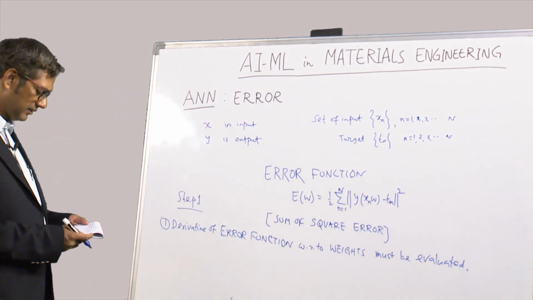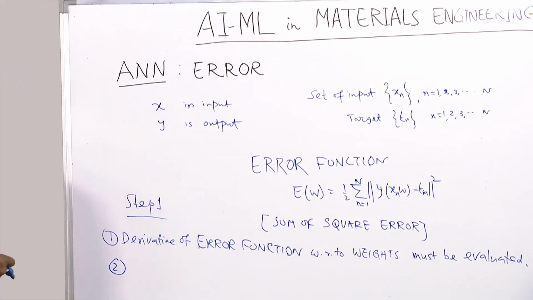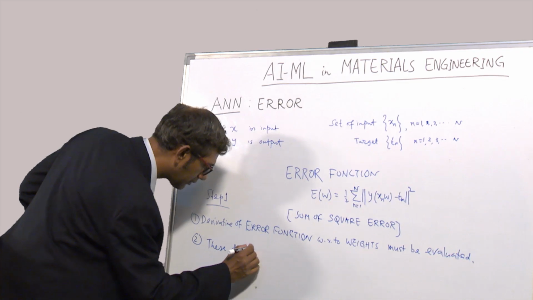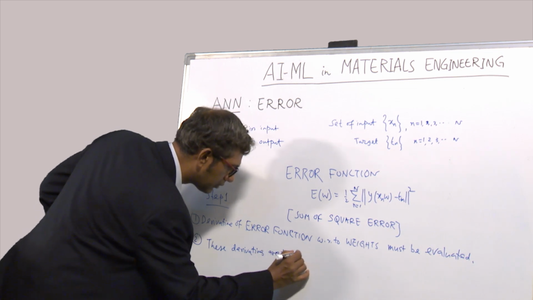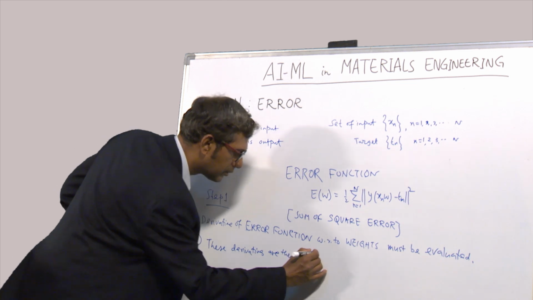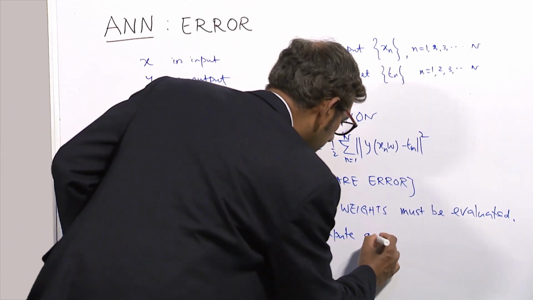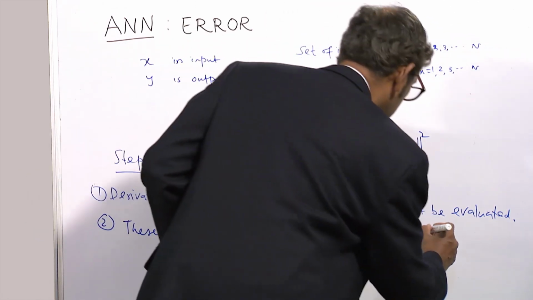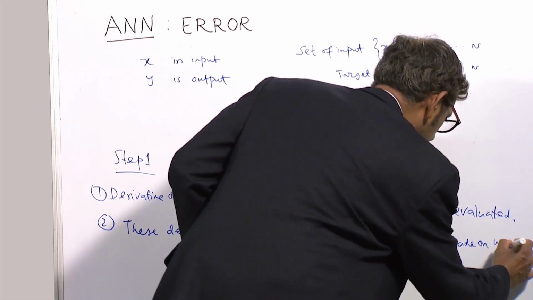Once you do that, in the second stage, the derivatives are then used to compute the adjustments to be made on the weights.